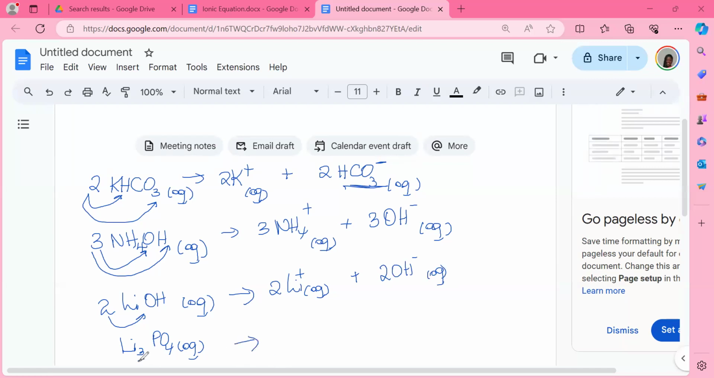Here we have lithium phosphate. This 3 here means we have 3 lithium ions and 1 phosphate ion. Each phosphate ion is PO4 3 minus. So this is how we break up ionic compounds into ions.